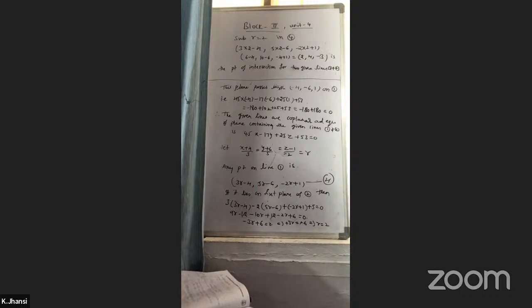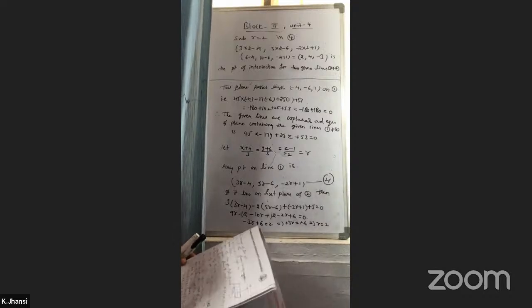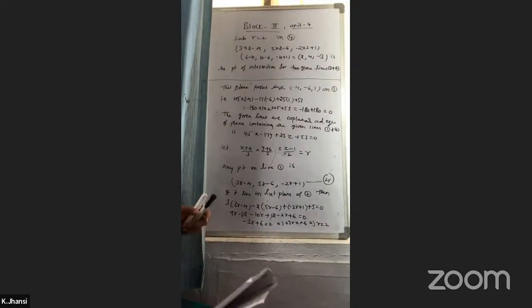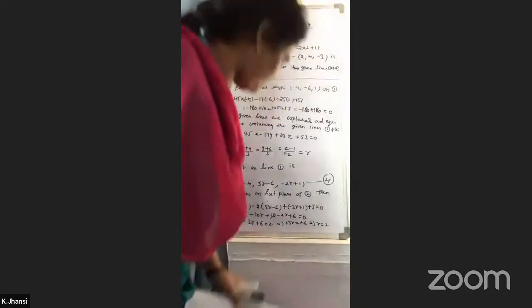So the image of a point P. This problem is also important for the 5 marks question, that is, find the image of the point in the plane. One point will be given, and we have to find the image of that point in the plane. Okay. So this is the 5 marks question you have.